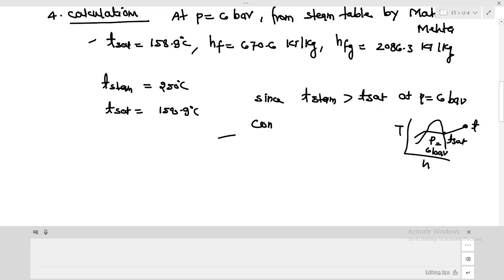So that is why I can say the condition of steam is superheated. Okay, so this way you can identify whether steam will be superheated or not.